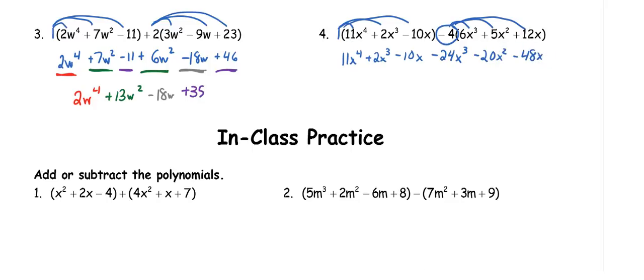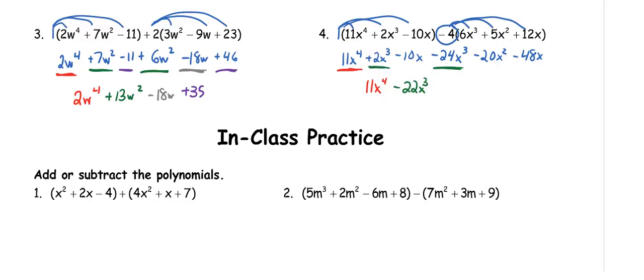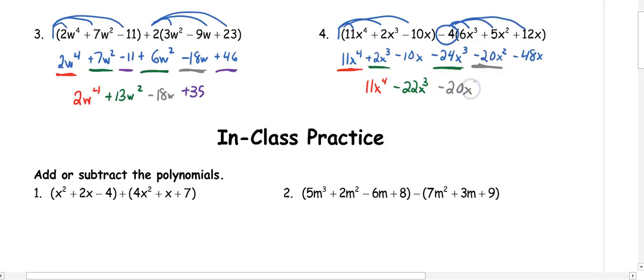So now I'm going to combine my like terms. So the highest exponent here I have is a 4th. There's only one of those, so I'm going to have 11x to the 4th. My next exponent is cubed, so I have 2x cubed minus 24x cubed, which will get us negative 22x cubed. Then we have the x squared. There's only one of those, so we're going to leave that by itself. Negative 20x squared. And then lastly, we have negative 10x minus 48x, which will get us negative 58x.